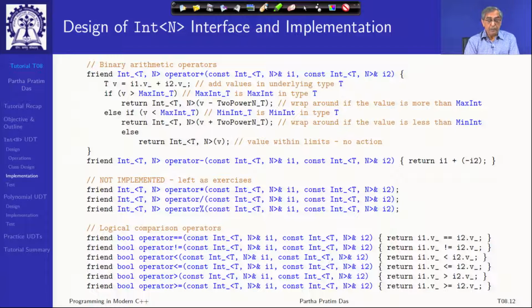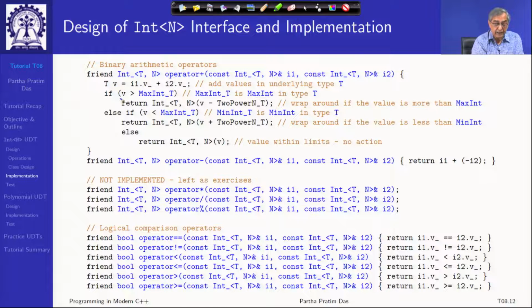Coming to the addition operator, we will certainly have to do a few steps to make sure that the wraparound happens. So, we first take the values from the underlying type and add them. This is where the underlying type is important. So, these are values of type T, and this is my temporary result. And then I see whether I can construct an object of value v using my type, whether it exceeds max int or it's less than min int.